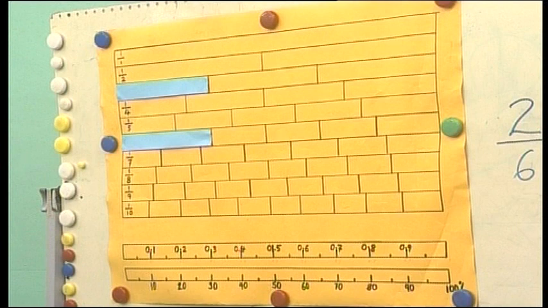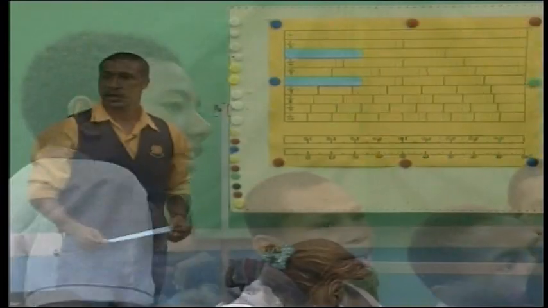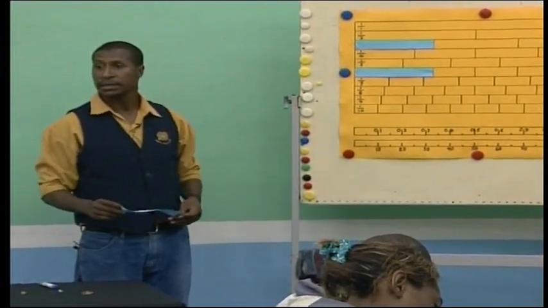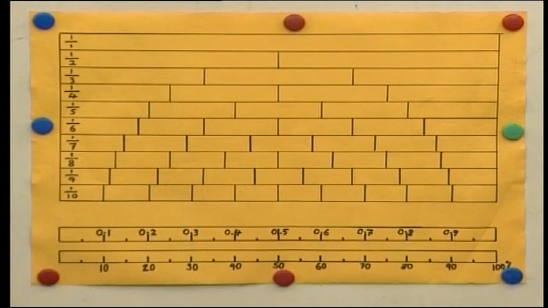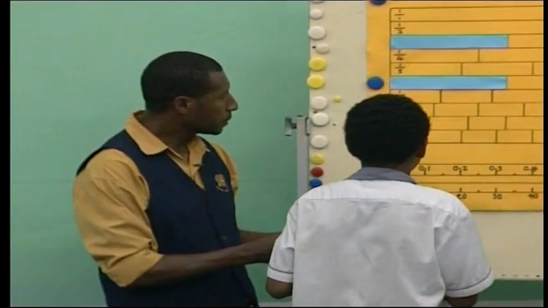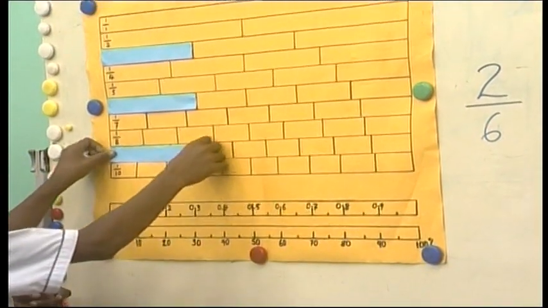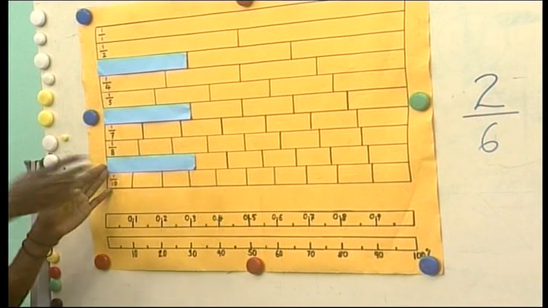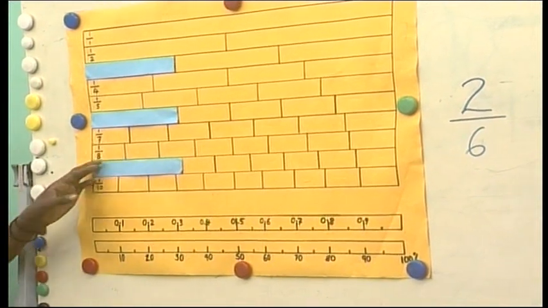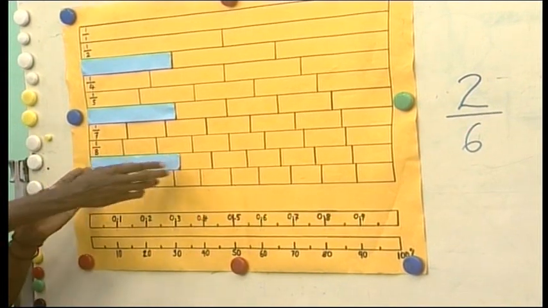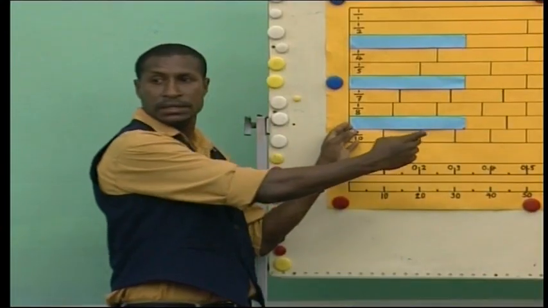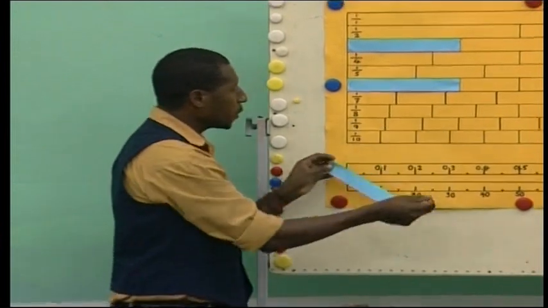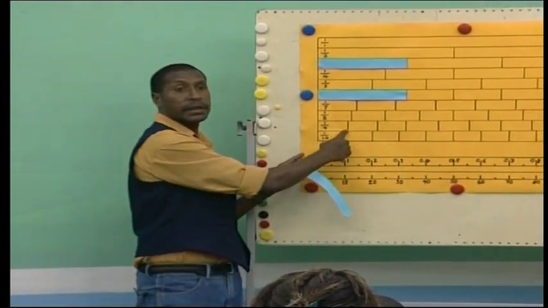Bagley? Okay, let's have Bagley. Bagley says 1/9. Okay, can you come and identify 1/9? Where's 1/9? Receiving students in 7E, he says 1/9, and what is this? Okay, I'll show you where 1/9 is. From here to here is 1/9.